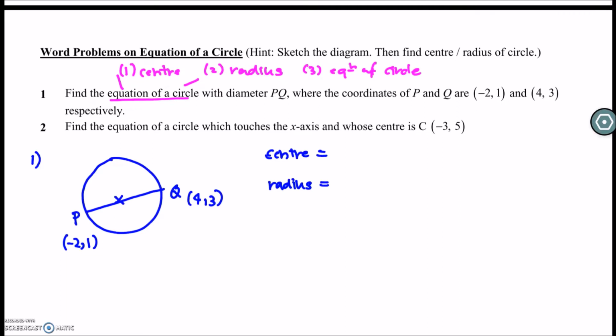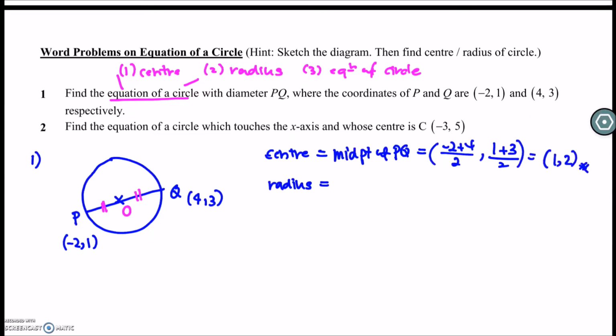So with the information given, we do know that the midpoint of the diameter is actually my center. So let the center be O. So since both the coordinates P and Q are given, finding the midpoint is straightforward. -2 plus 4 over 2 and 1 plus 3 over 2. Simplify the expression. The coordinates of the center will be (1, 2).